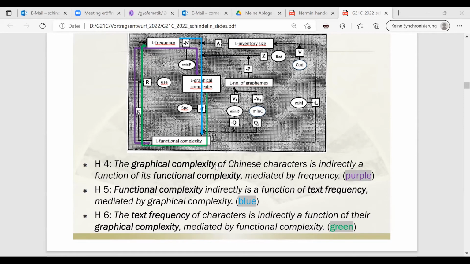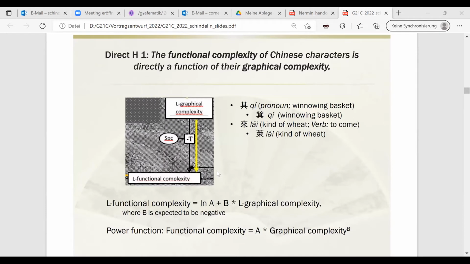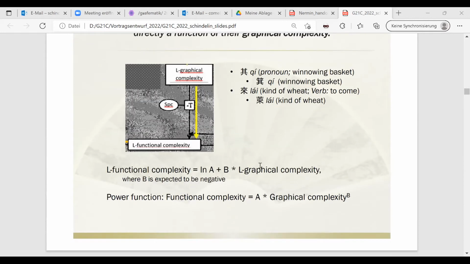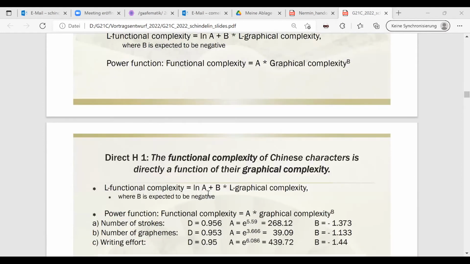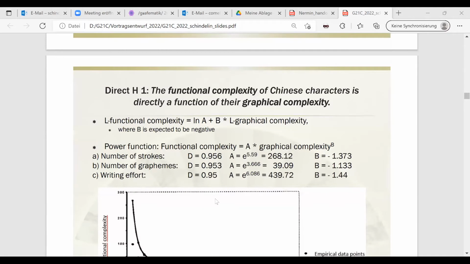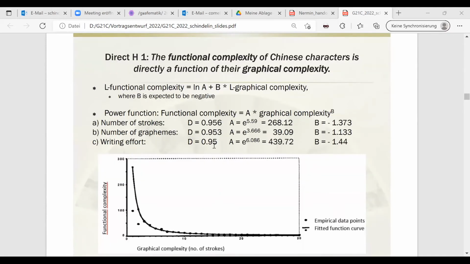The first hypothesis is quite straightforward: that functional complexity is directly a function of graphical complexity, and we had some examples of this phenomenon 2 days ago. The model is suited for logarithmized equations, but there is always a corresponding power function, and I give both. So I did a linear regression on the data points to get estimations of the parameters, and then I recalculated them for the power function.